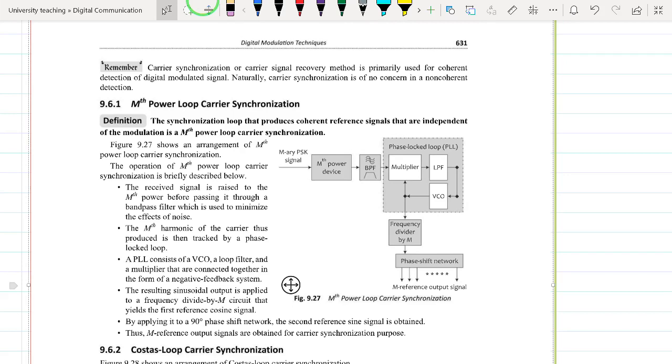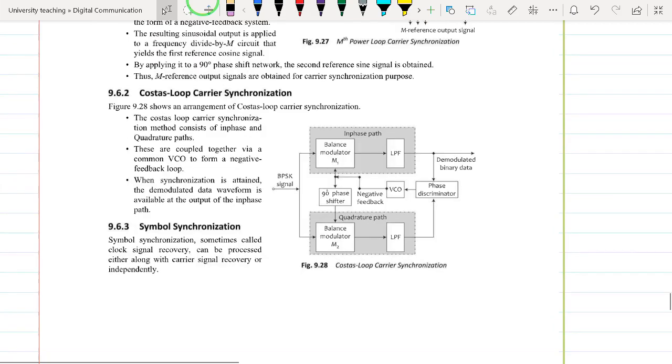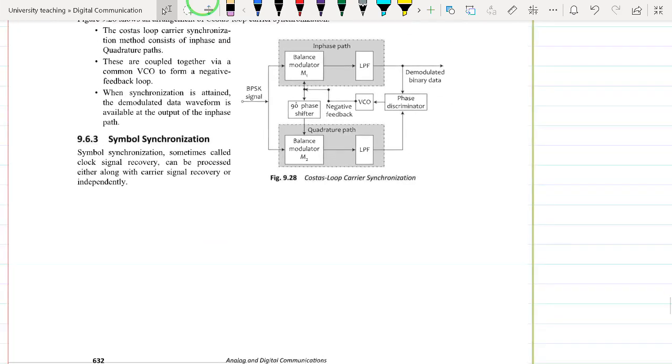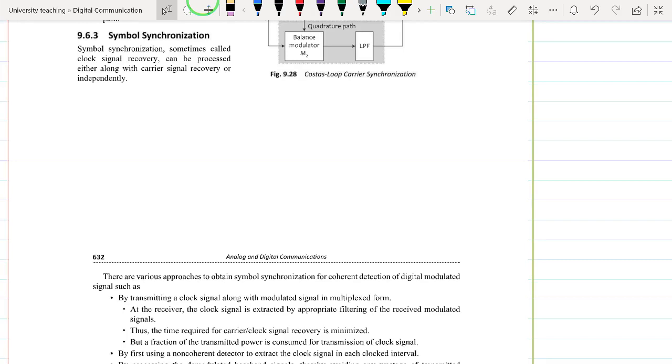But before that, carrier synchronization, or carrier signal recovery, is the most commonly used method of synchronization for coherent detection. We don't require carrier synchronization when we are doing non-coherent detection. Therefore, it is primarily used when we are doing coherent demodulation of a digital signal. There are a number of methods that are used. One of them is M-th power. We are not going to go into the details, but in your own time you can look at these two and find out how they are used to implement carrier synchronization.